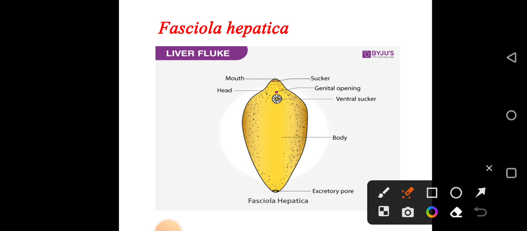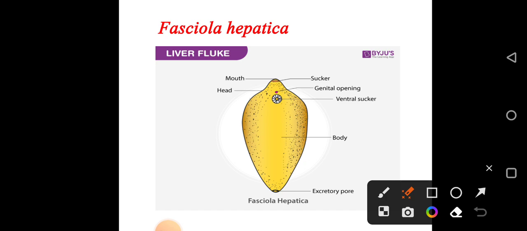Then again, the next point is the scales. The body of Fasciola is covered by the tegument, from which numerous minute, backwardly directed spicules, which we also call scales, arise. The spicules help in locomotion, protection, and anchorage of the parasite body in the bile duct of the host. So this is the simple structure of Fasciola hepatica.